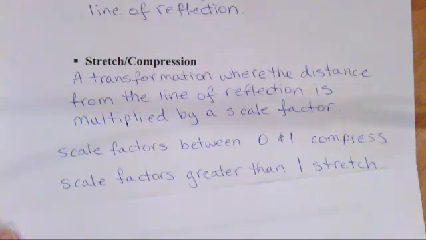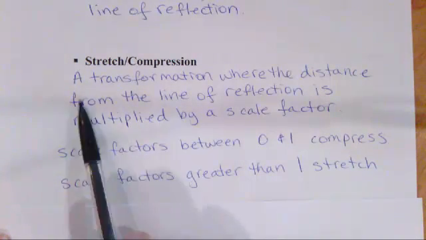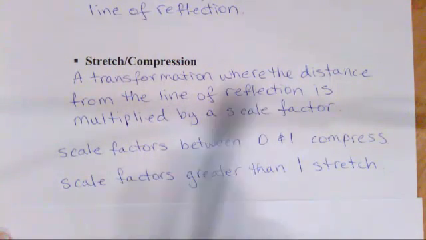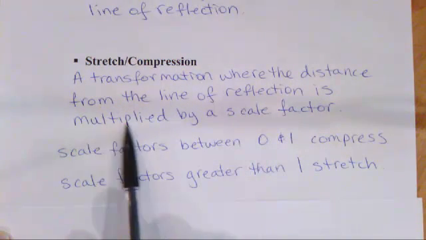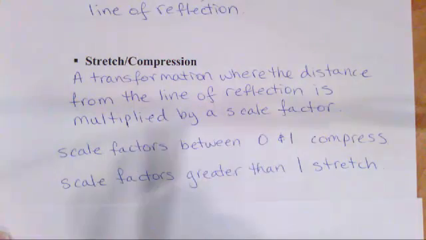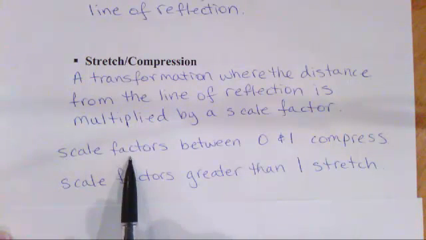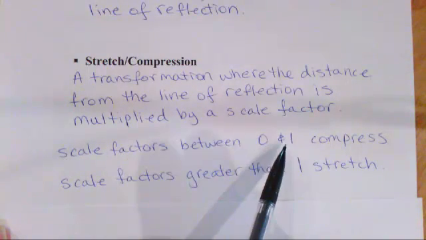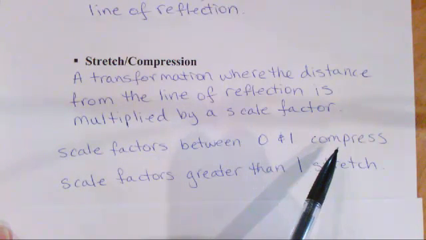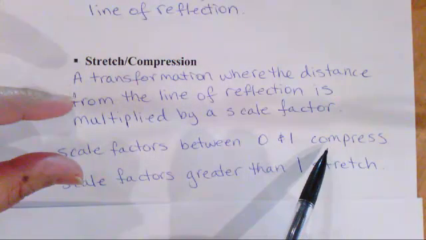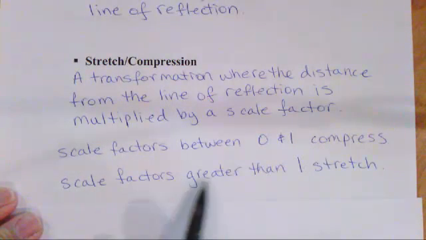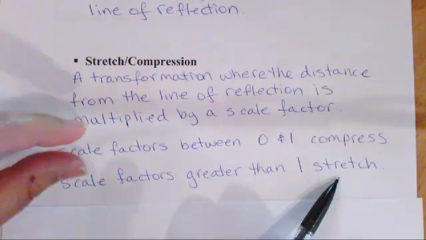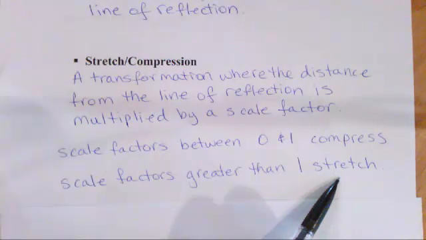In stretches and compressions, it's a transformation where the distance from the line of reflection is multiplied by a scale factor. If the scale factor is between 0 and 1, it's going to be a compression. Compression is when something gets smaller or squished. And when a scale factor is greater than 1, then it's going to stretch. So it's going to get bigger or longer.